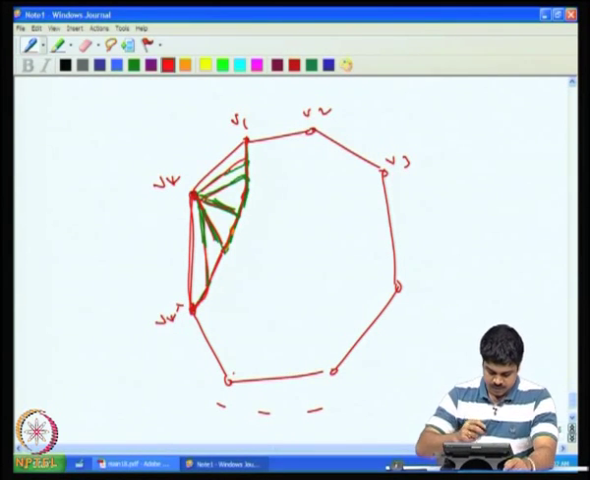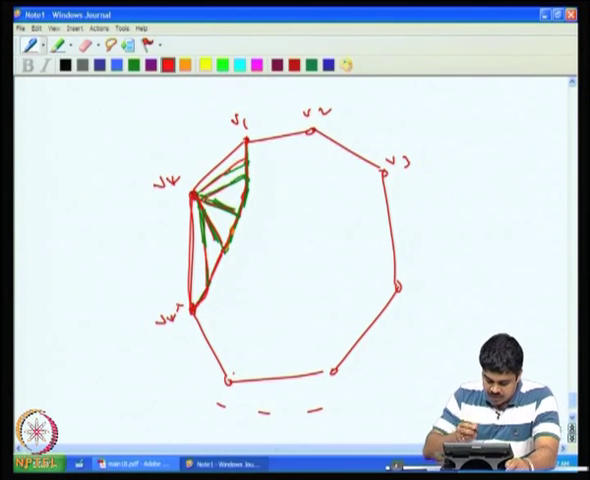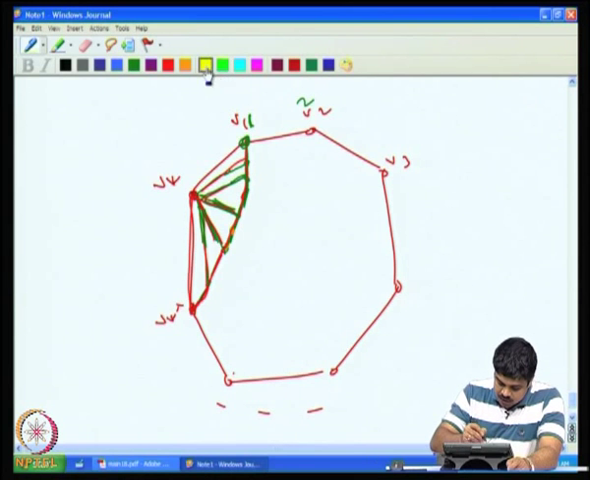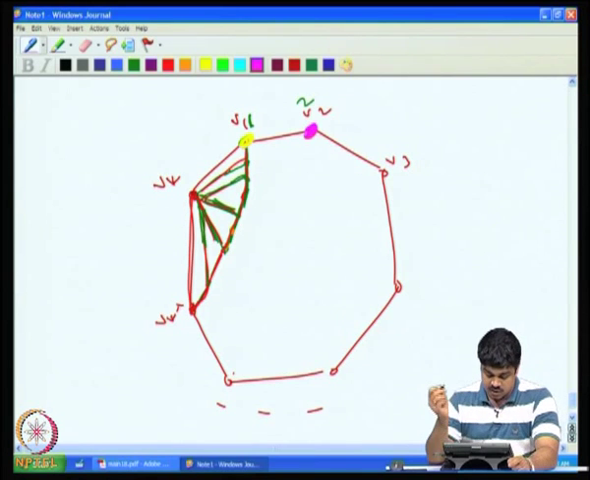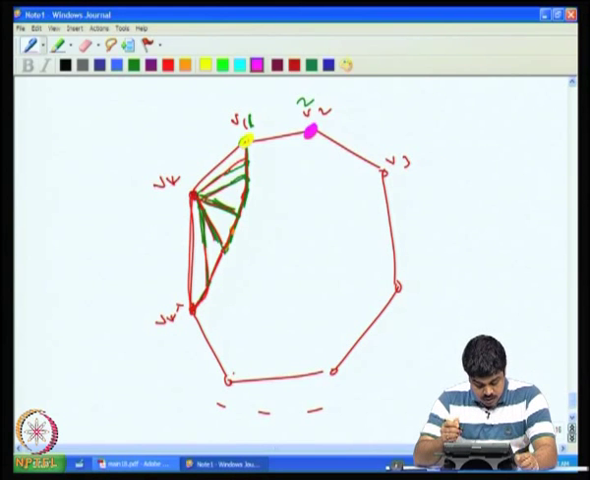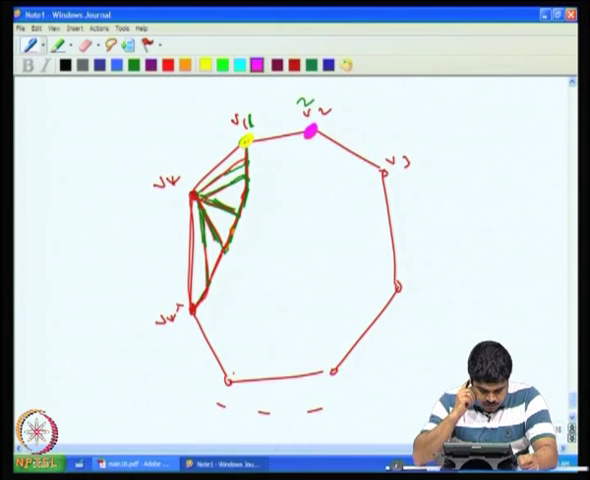Now recall that by our assumption V1 and V2 have colors. So this is colored 1 and 2, suppose. Say this is already pre-colored: maybe the yellow color is already there, the violet color is already there. So now V1 and V2 are already colored.